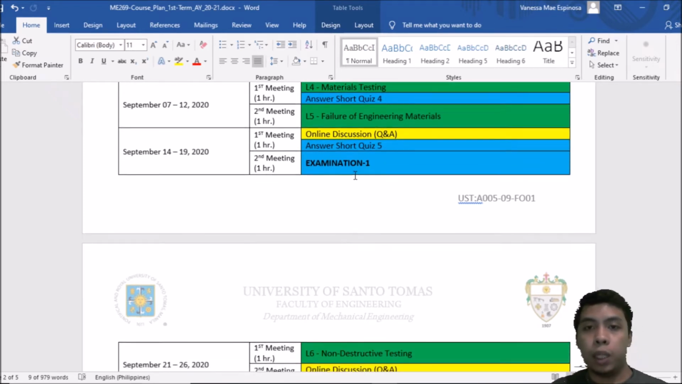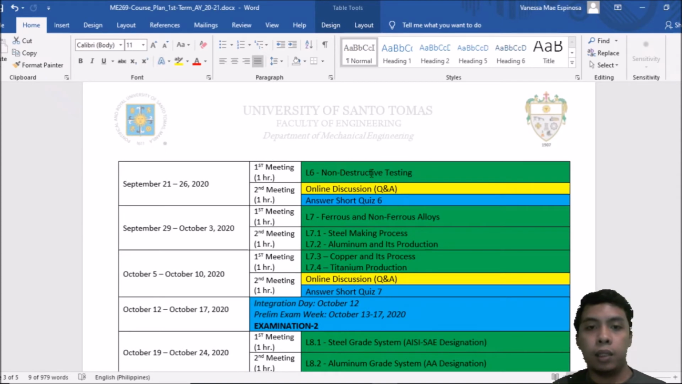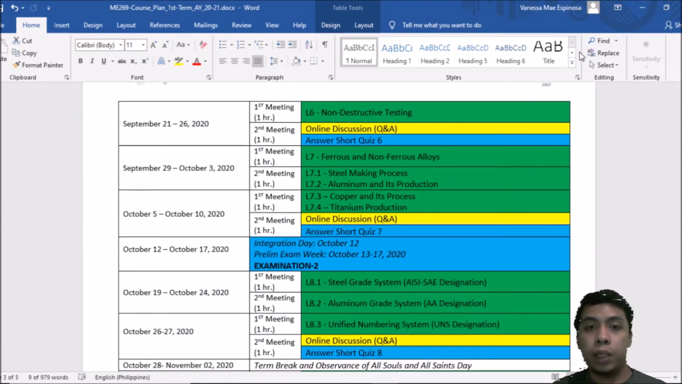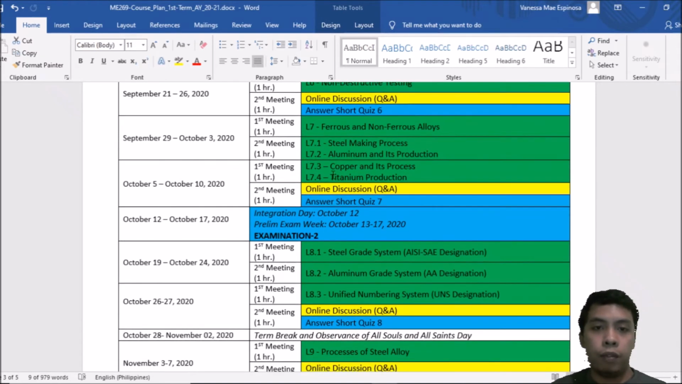So, failure of engineering materials, L5. L6, non-destructive testing. So, sa material testing kasi natin na L4, that is destructive test. So, si non-destructive testing, overview type lang din yung discussion ko dito and it will be discussed further sa inyong laboratory subject. So, L7, all about ferrous and non-ferrous alloys. So, yung L7.1 to L7.4, that will be the processes dun sa ating alloys. So, we have steel making process, aluminum process, copper process, and titanium process.